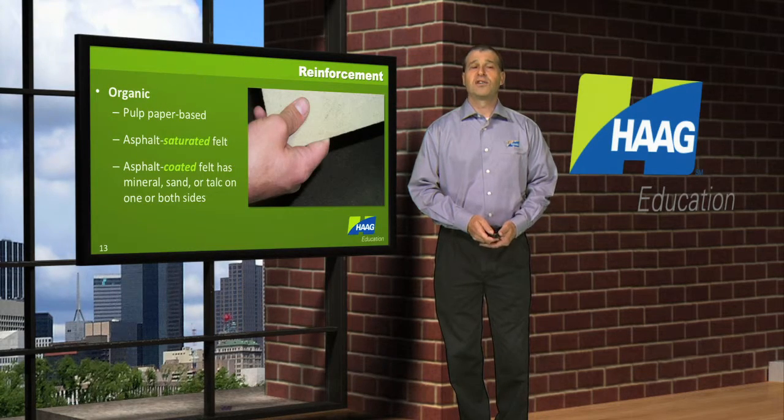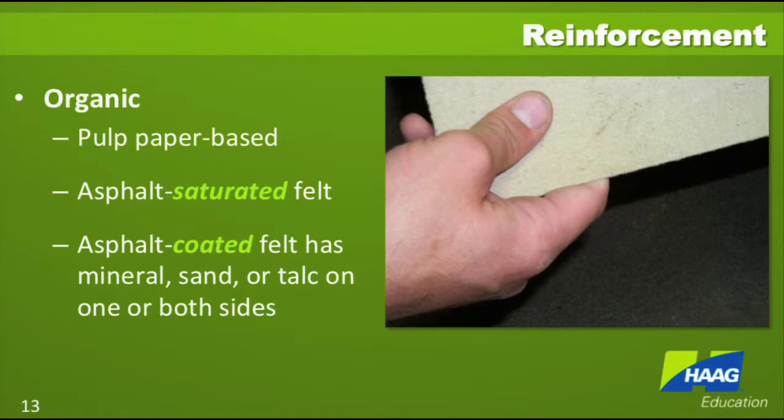Next, we're going to move on to the reinforcements that are used for the plies in the built-up roofing. They're either going to be organic or inorganic. Organic is a pulp paper-based material. And once hot asphalt is applied in the roofing plant to this, it soaks into that paper. And that is what is termed asphalt saturated felt.